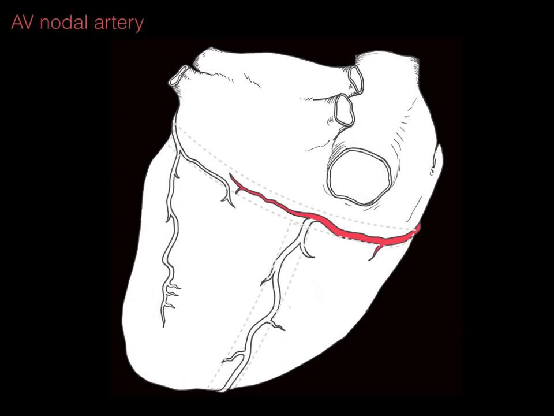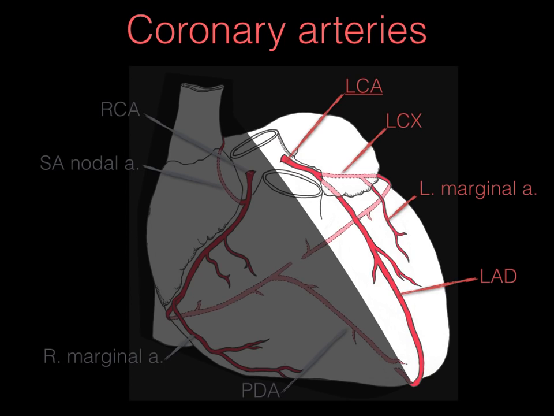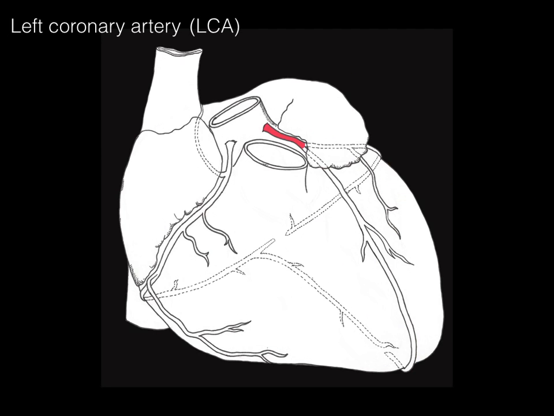Look right at that crux, there's a little artery that comes off. At that crux, that is called the artery to the AV node, or the AV nodal artery. The AV node is the nervous tissue in the conduction system that takes the depolarization of the heart muscle from the atria down to the ventricles. All right, let's talk about the left coronary artery and its branches now.